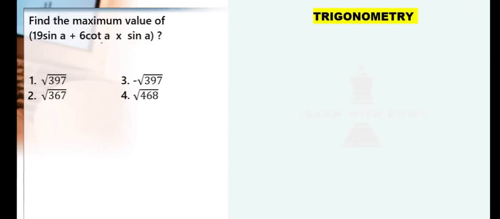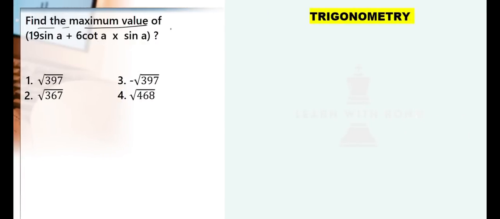Next question. See this question here, find the maximum value of this expression. See here we have 19 sin A plus 6 cot A, which can be written as cos A divided by sin A, multiplied with sin A. See sin A gets cancelled. So we need to find 19 sin A plus 6 cos A maximum value.